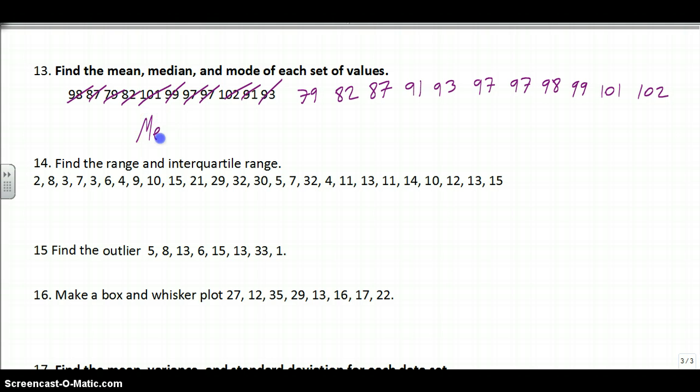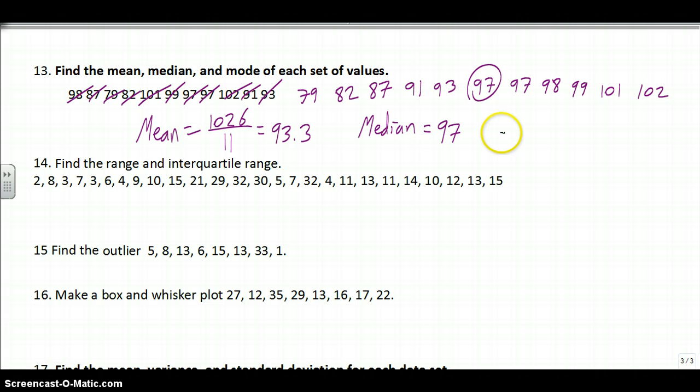For the mean, I went ahead and took the liberty of adding them up beforehand. When you add them all up, you get 1026. You divide by 11 numbers, and you get a mean of 93.3, roughly. The median is the very middle number. Since there are 11 numbers, there are 5 numbers above it and 5 numbers below it, so it's 97. And the mode is the most common number, which is 97, so they happen to be the same here. It won't always happen.